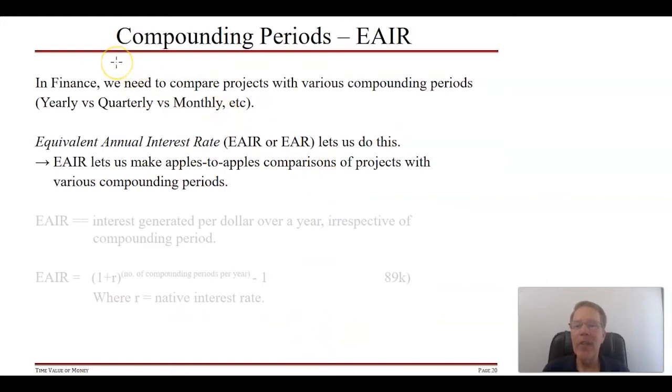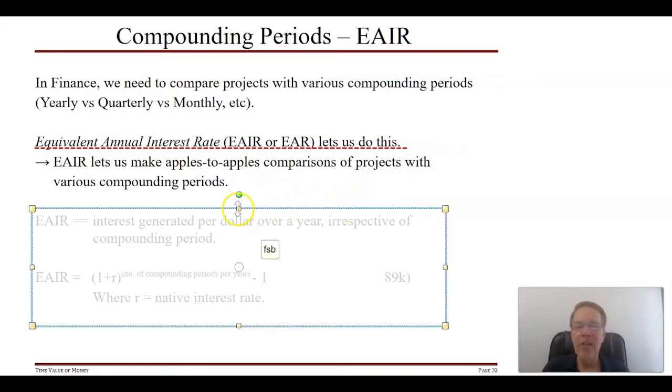Okay, next up is what's called the equivalent annual interest rate, or EAIR. In some textbooks, it's called EAR. So EAIR stands for equivalent annual interest rate here. And that's going to be important to us because in the real world, oftentimes we're going to have to compare a project with X% interest compounded annually with another project that is Y% interest compounded quarterly or compounded monthly or whatever. So that's clearly apples and oranges, and we need to have a way to look at them both on a level playing field. And EAIR is what lets us do this, okay?